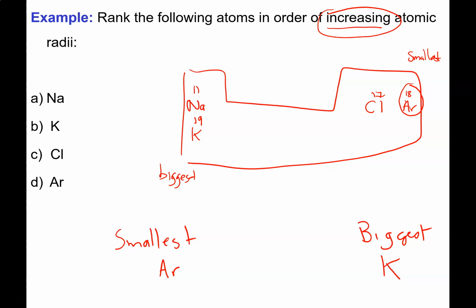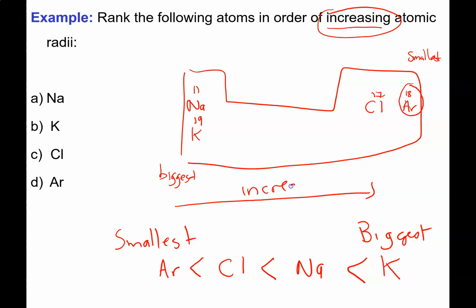And then as we move towards the left in this third row here, we're going to be getting bigger and bigger. So it's going to go chlorine and then sodium. And if we want to get really fancy, we can put some symbols in here. Argon is smaller than chlorine. Chlorine is smaller than sodium. Sodium is smaller than potassium. You always want to make it clear how you're ranking things in a ranking problem, just in case you get the order reversed, and then you can at least get some partial credit for demonstrating that you knew the concept.